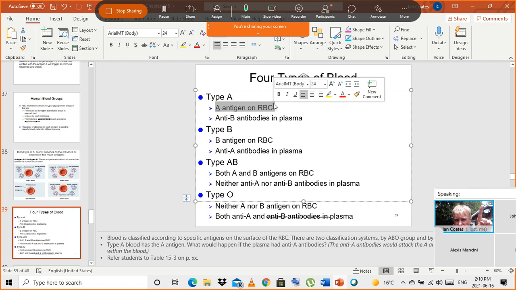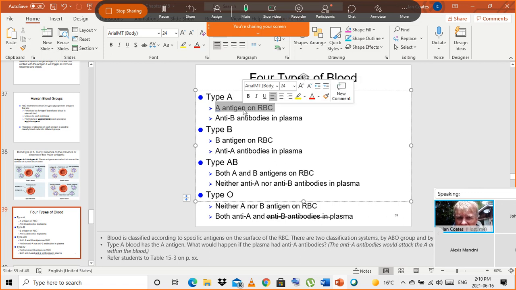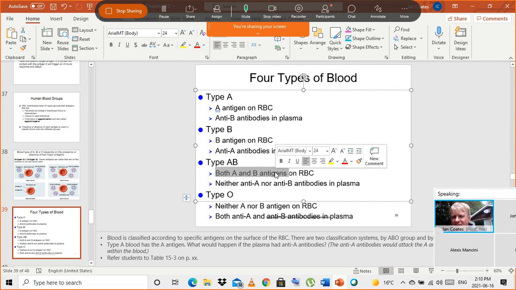Those proteins, okay? So type A has A antigen sticking out of it. Type B has B antigen sticking out of it. Type AB has both A and B antigens sticking out of it. And type O has no antigens sticking out of it. All right? Now, let's go back.